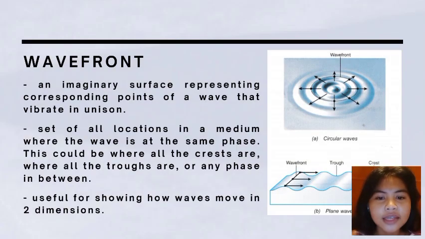A wavefront is an imaginary surface representing corresponding points of a wave that vibrates in unison. Considering the image of circular waves and plane waves given, the points in a single phase of a wave are called the wavefront. Another definition is that it is the set of all locations in a medium where the wave is at the same phase. Wavefront is useful for showing how waves move in two dimensions. Since a wavefront is composed of points of oscillation of the waves, it visualizes the orientation of the movement of the wave.